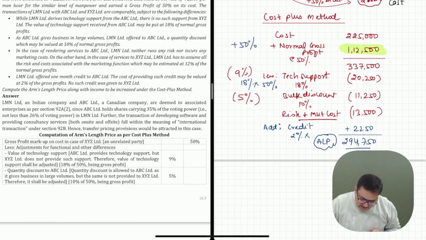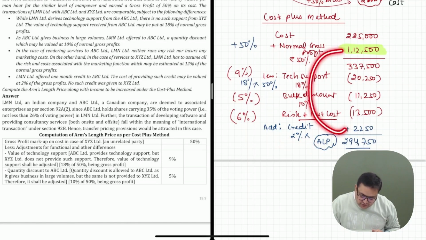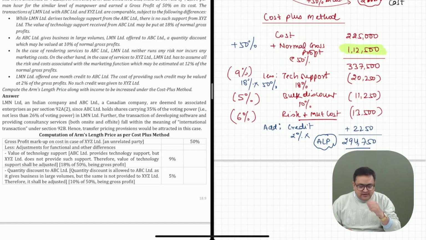Similarly, risk and marketing cost. How much was the risk and marketing cost? Risk and marketing cost was 12%. 12% of this amount. So in percentage term, it is 12% of 50%. Then how much it will become? 6%. So 6% I will subtract from here also. And at the last, there was a credit thing which I have added, 2% of your gross profit. So 2% of 50%. 2% of 50% is 1%. So I will add 1% over here.